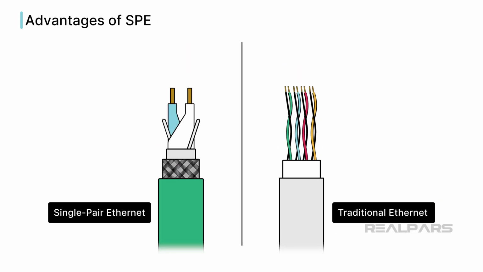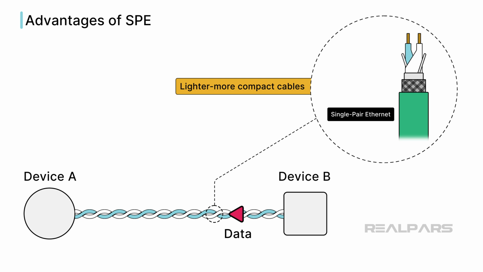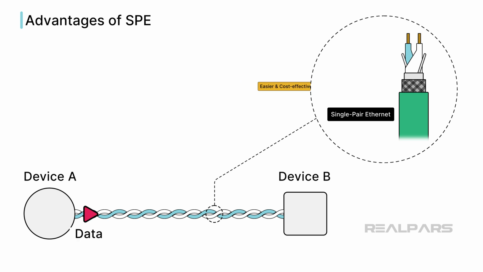Unlike traditional Ethernet, which uses multiple pairs of wires, SPE transmits data over a single twisted pair of wires. This makes SPE cables lighter and more compact than traditional Ethernet cables. Lighter, smaller cables make installation easier and more cost-effective. Single-pair Ethernet provides several advantages for the automation engineer.